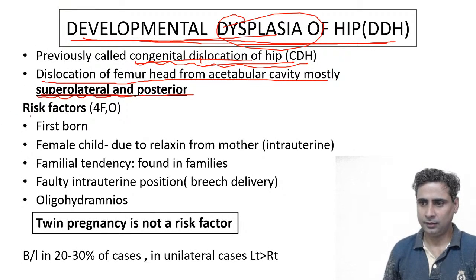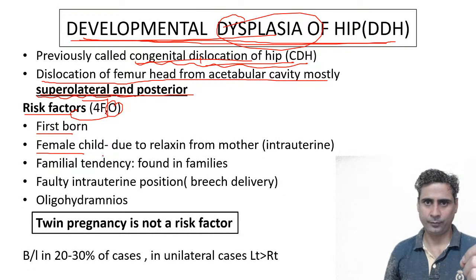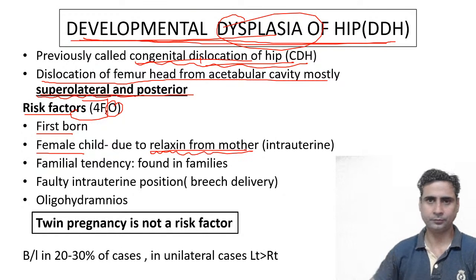Risk factors. To remember risk factors, you will have to remember 4F and 1O. Firstborn child, female fetus, they are more prone for dislocation because of relaxin hormone from mother.